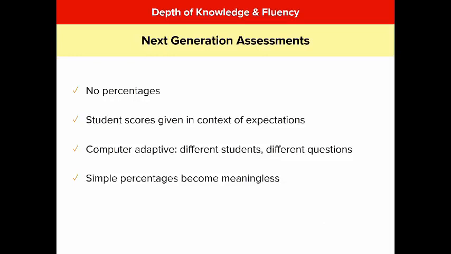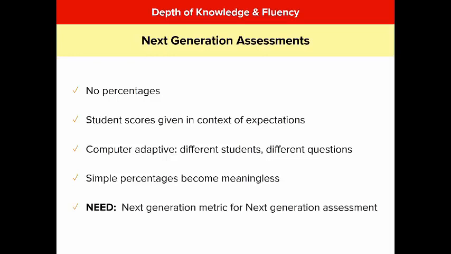As I mentioned, looking at CAASPP results, we see there's no percentages, that student scores are given within the context of their expectations. CAASPP is also a computer adaptive test, which means that different students are given different questions. And in this context, simple percentage results start to become meaningless. In past tests, you could correspond a certain percentage with a certain performance level, but it's not so simple now. So we need to have a metric that provides more insight. We need a next generation metric to prepare students for next generation assessments.